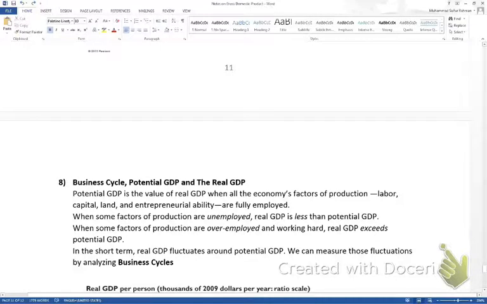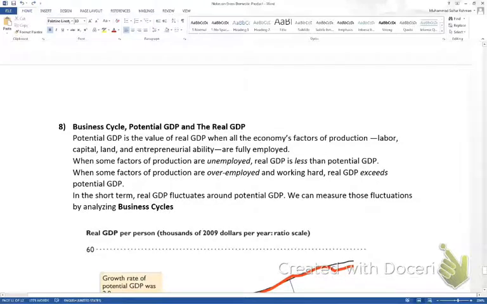So what I'm going to do now is spend a little bit of time talking about business cycles and potential GDP and real GDP. We have already covered what real GDP is. Now I'm going to define what potential GDP is. Potential GDP is the value of the real GDP when all the economy's factors of production, labor, capital, land, entrepreneurial ability, are fully employed, which means that your potential GDP tells you the maximum output that your economy can produce.